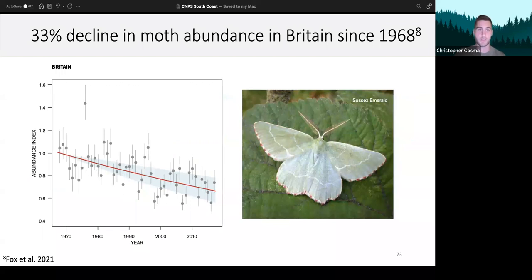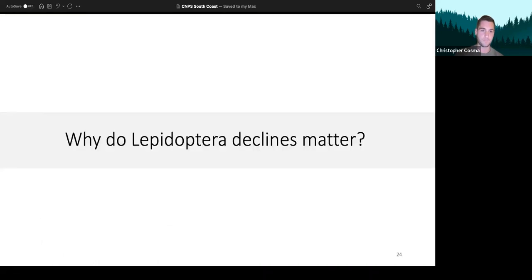But we do have comprehensive data from other parts of the world, including in Britain, where they found a 33% decline in moth abundance since 1968. So just over the past 50 years, about 33% of moth abundance has declined. And so here's the graph from that study just showing this downward trend in one of their study species, the Sussex emerald here. So if I had to guess, even though we're not sure, our Western US moth species are probably not doing so great either.